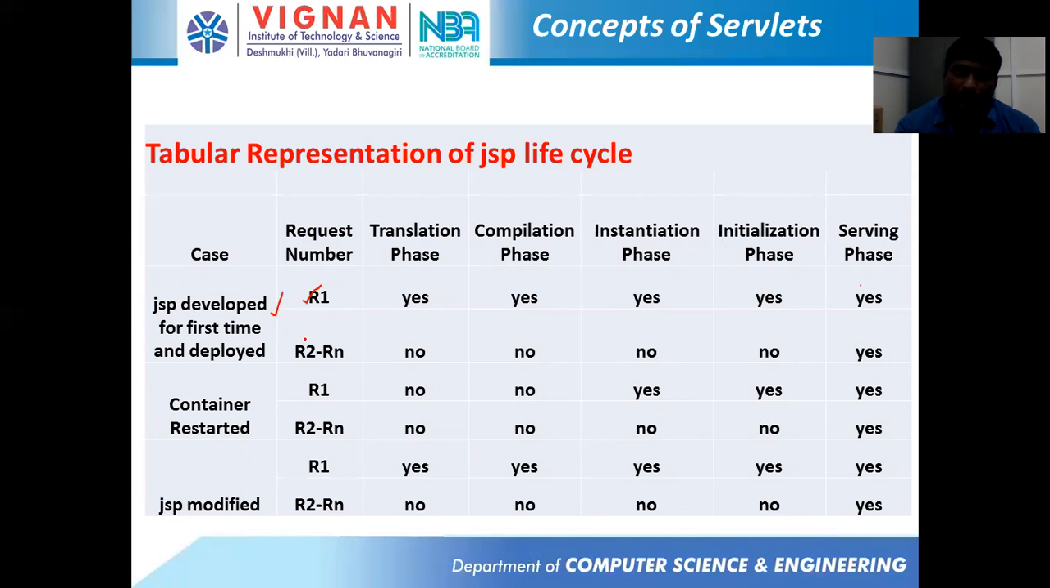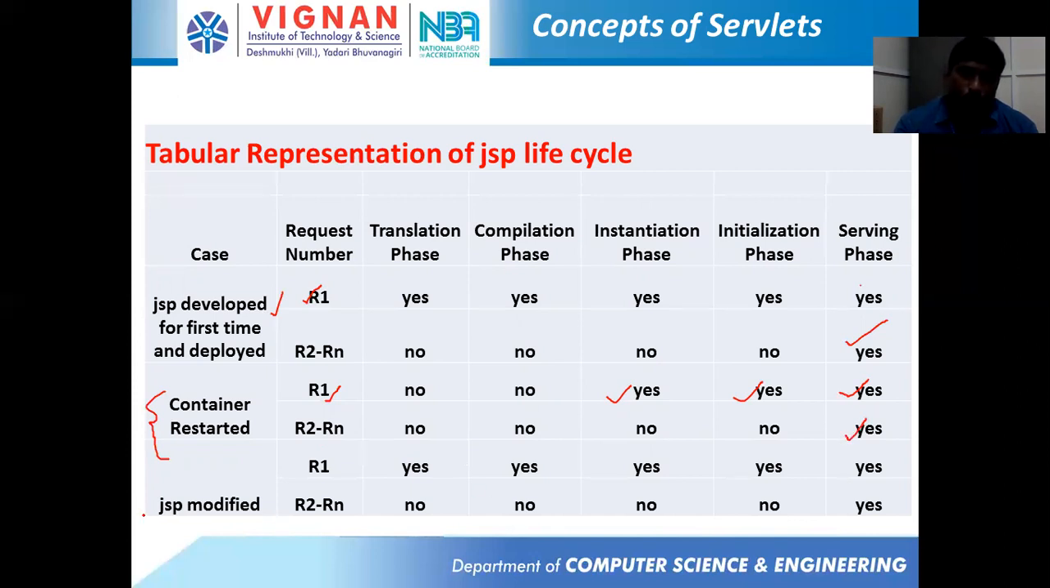For the same JSP, a second request comes. There is no need for translation, compilation, instantiation, or initialization. Only the serving phase is executed. The second case is if the container is restarted. When the first request comes, there is no need for translation and compilation, only instantiation, initialization, and serving. And when the next request comes, only the serving phase is executed, right?